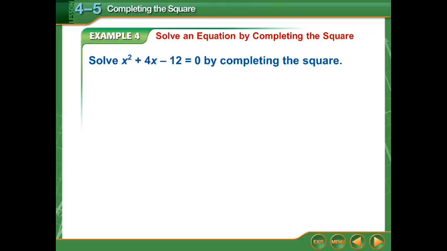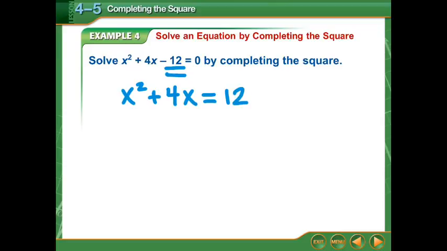So now that we know how to find the perfect square to complete the trinomial, we're going to use this to solve the equation by using the completing the square method. The first thing we want to do is take any constant term on the left-hand side and move it to the right-hand side. So this becomes x squared plus 4x equals a positive 12.